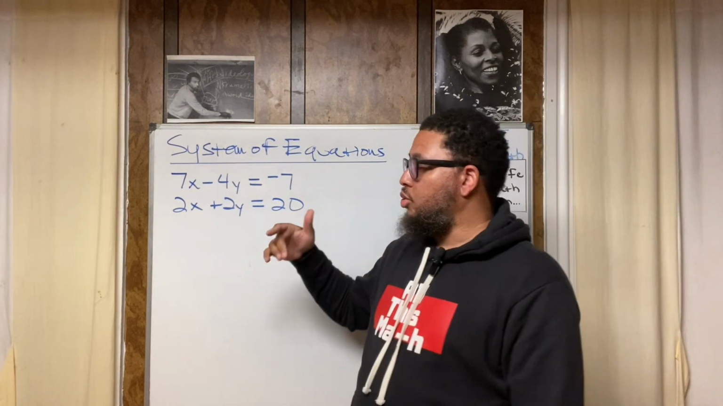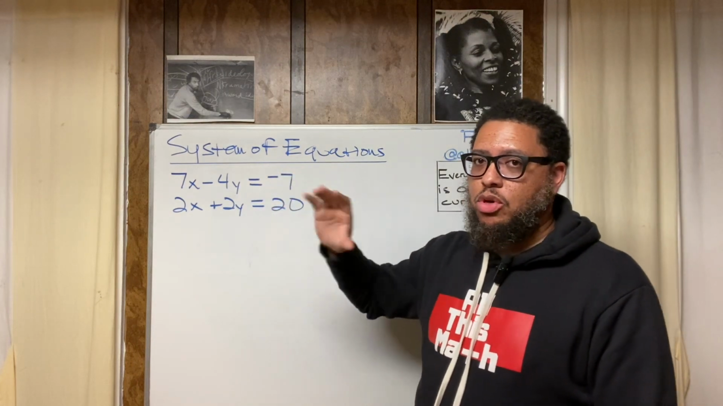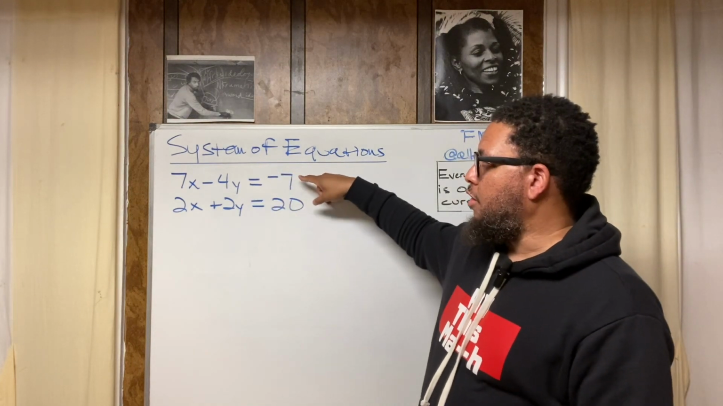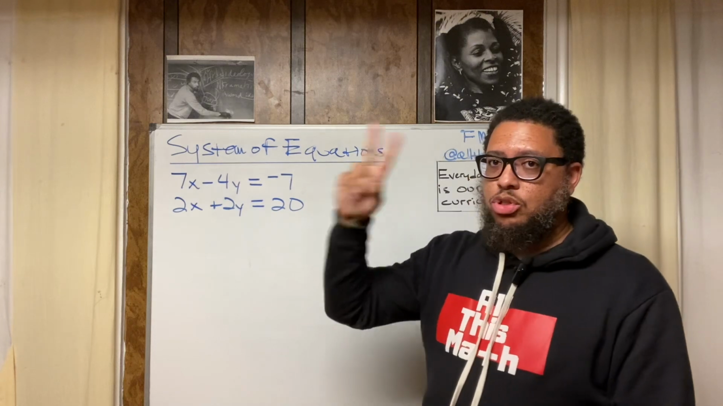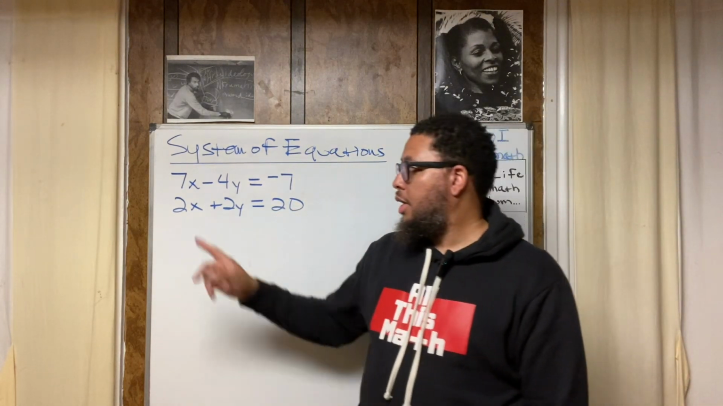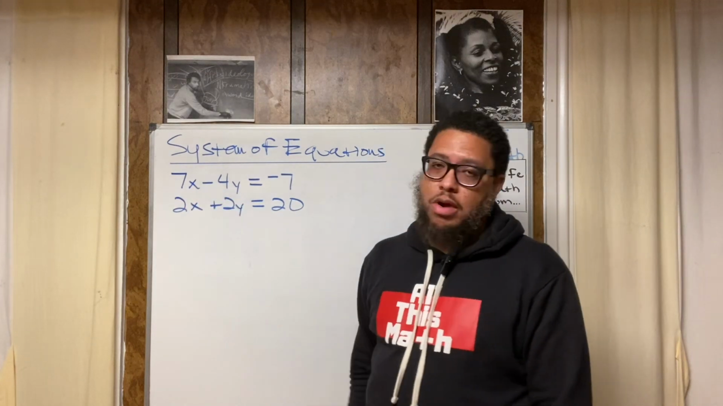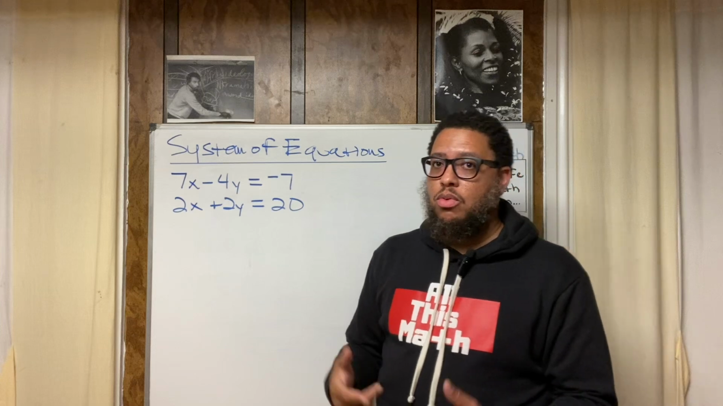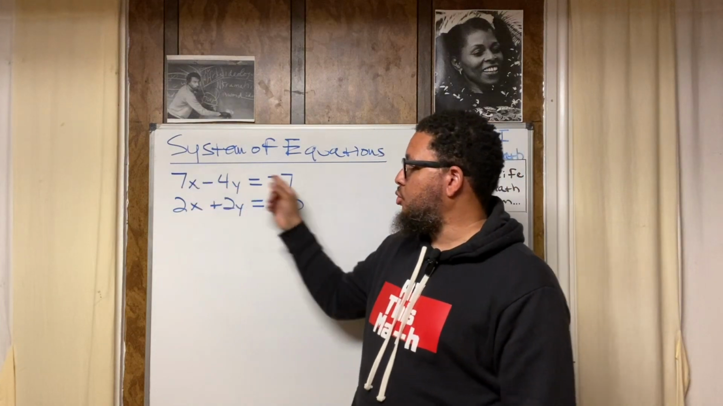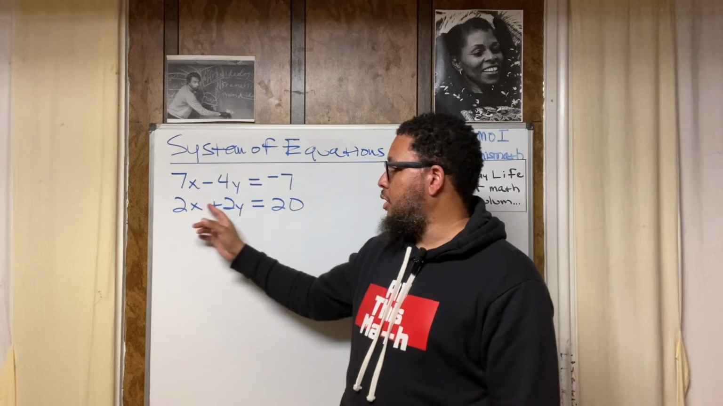I think that's it. Let's get into it. So we're looking at a system of equations, a system because we have multiple equations. In this case, we have two equations, right? And each equation has two different variables, x and y, right? So we're about to figure out what values of x and y make this a true statement, and also the same x and y value that will make this a true statement.